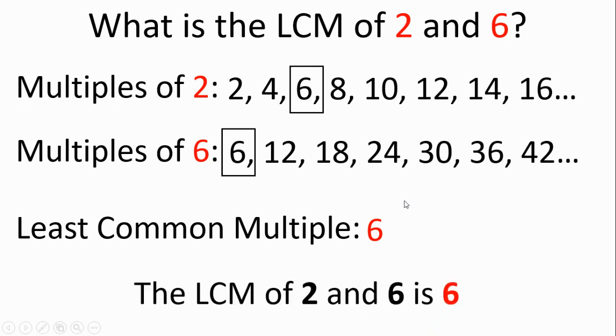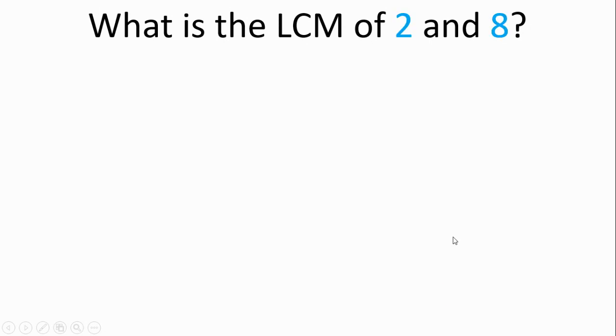So if you were adding fractions and the bottom number of one fraction was 2 and the bottom number of another fraction is 6, then you make both the bottom numbers 6.